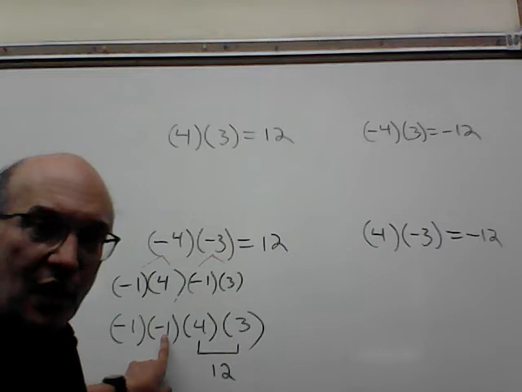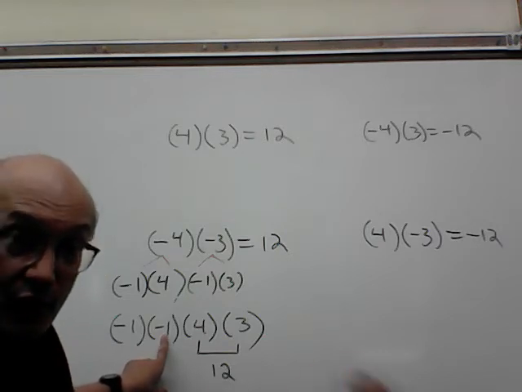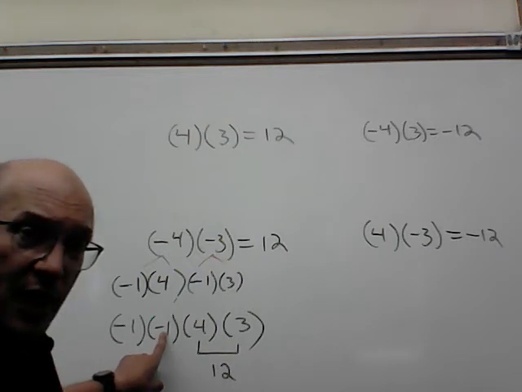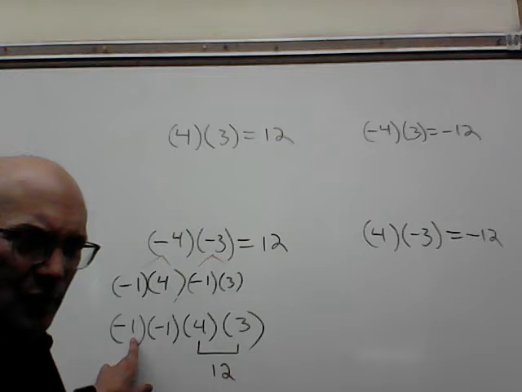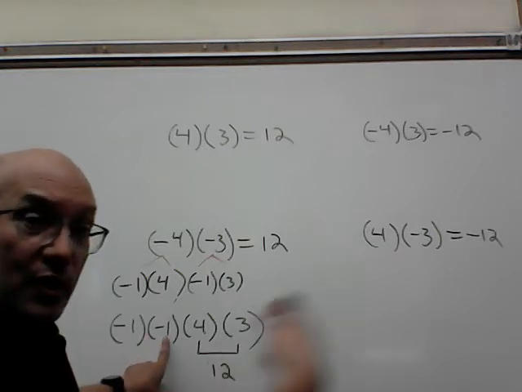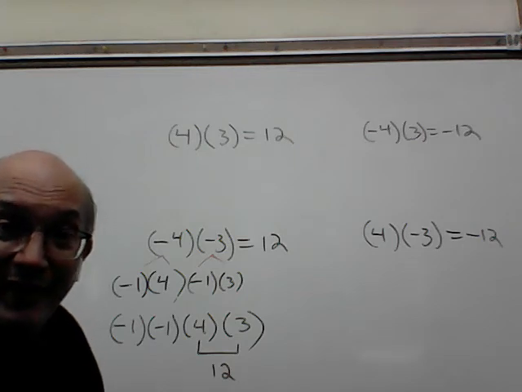So let's think of this negative 1 as the x, or the number. We are multiplying negative 1 by negative 1. Negative 1 times a number is the opposite of the number. So negative 1 times negative 1 is 1, right?